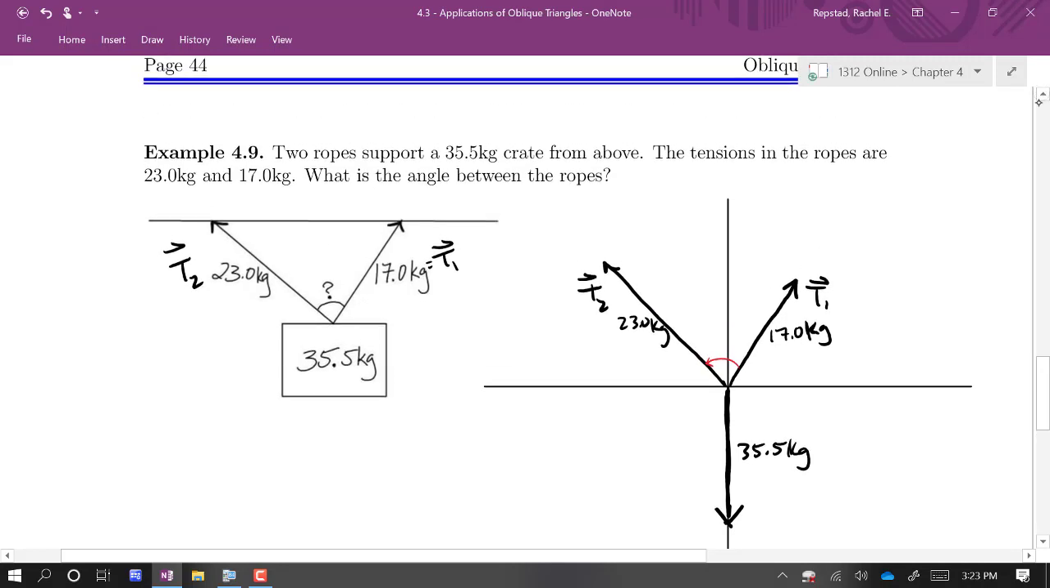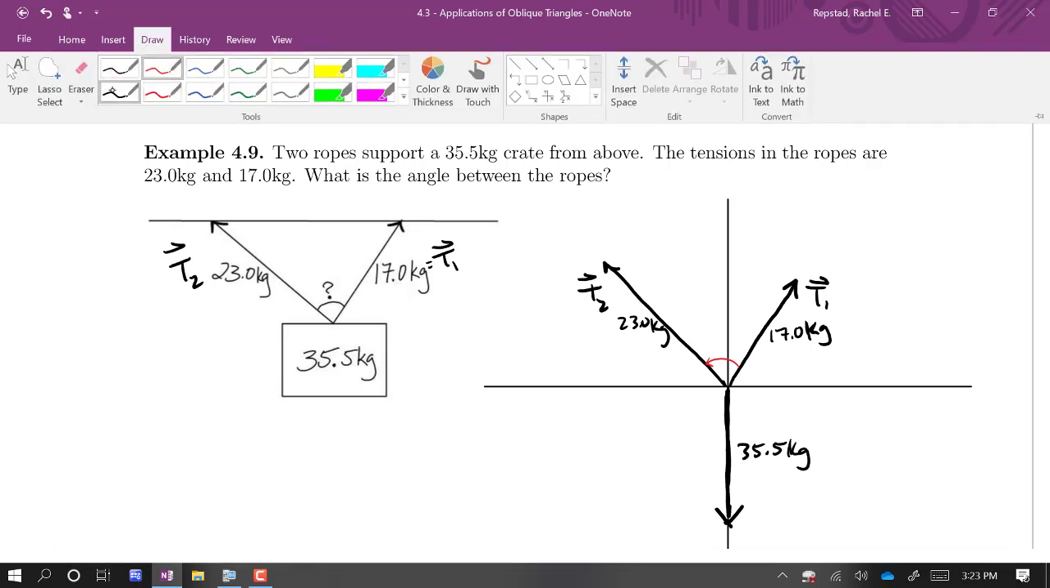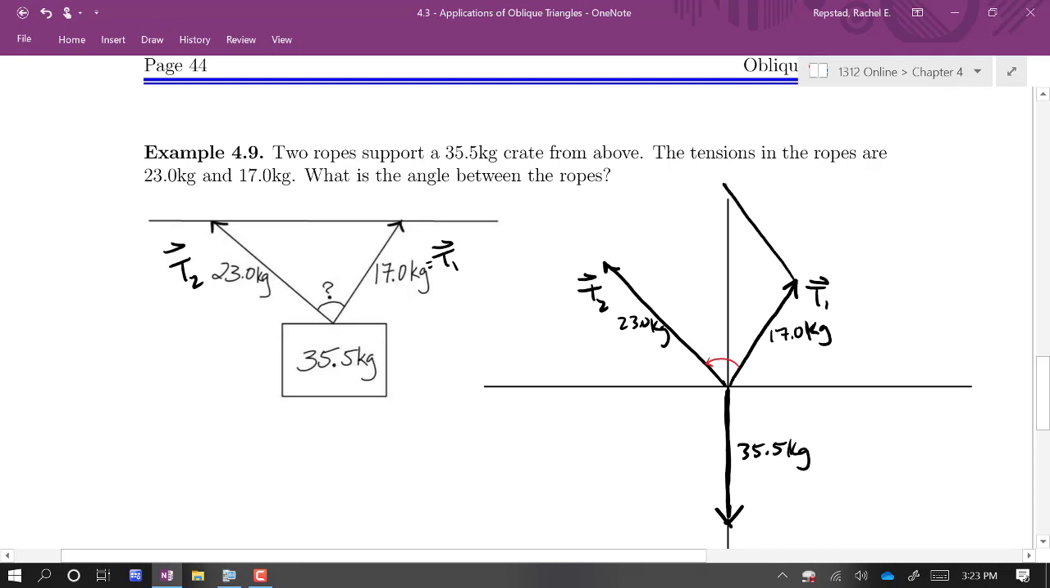But we're not quite done with the figure yet. First of all, you might have noticed this, we're in this section on solving oblique triangles, and we don't have a triangle yet. But we do know that those two tensions acting together have to perfectly equal out the 35.5 kilograms. So if I imagine adding these vectors together, tip to tail, it has to end right on the x-axis, at a value equal to that 35.5 kilograms straight downward, so it has to be at 35.5 kilograms up.